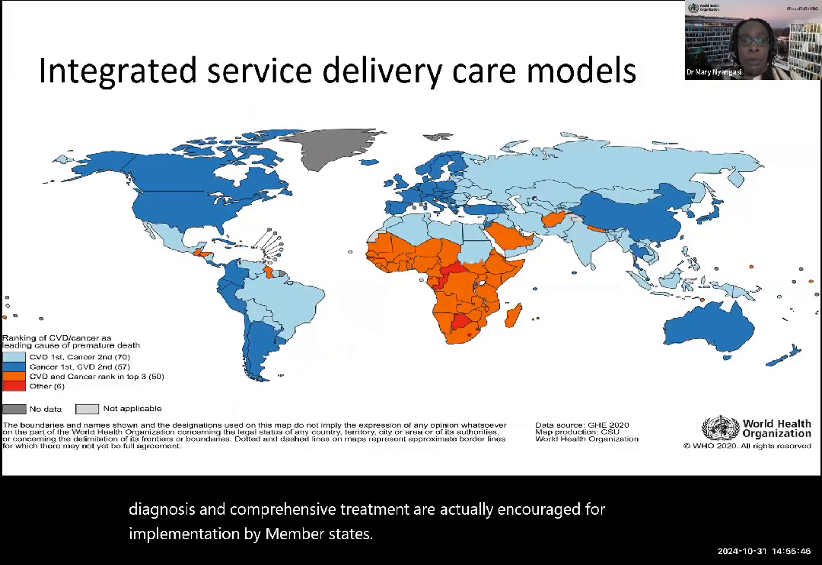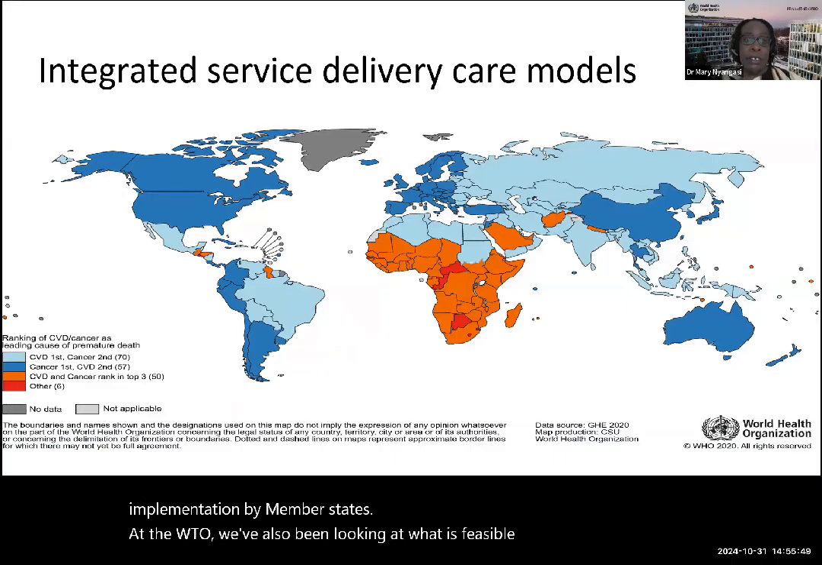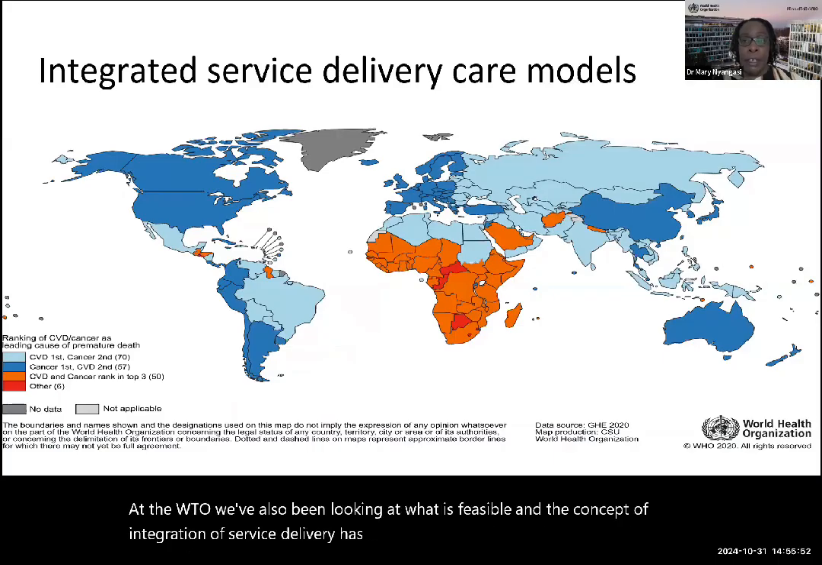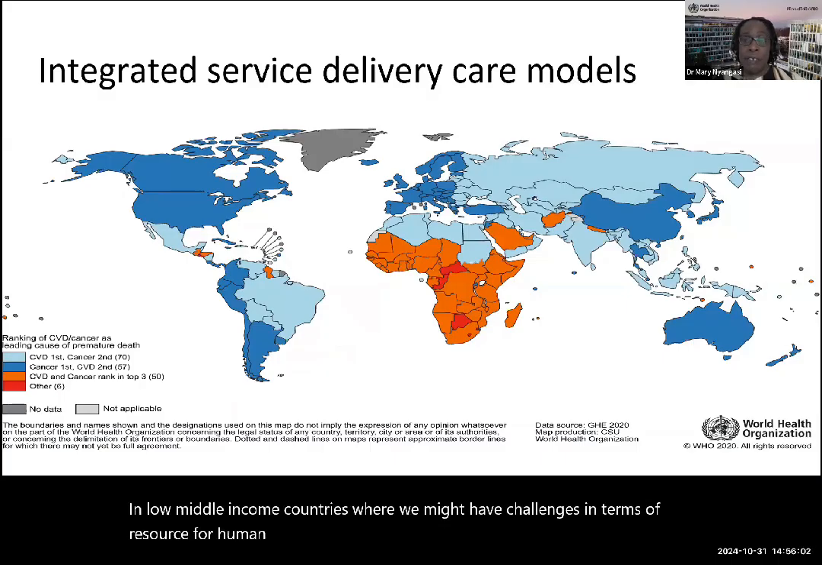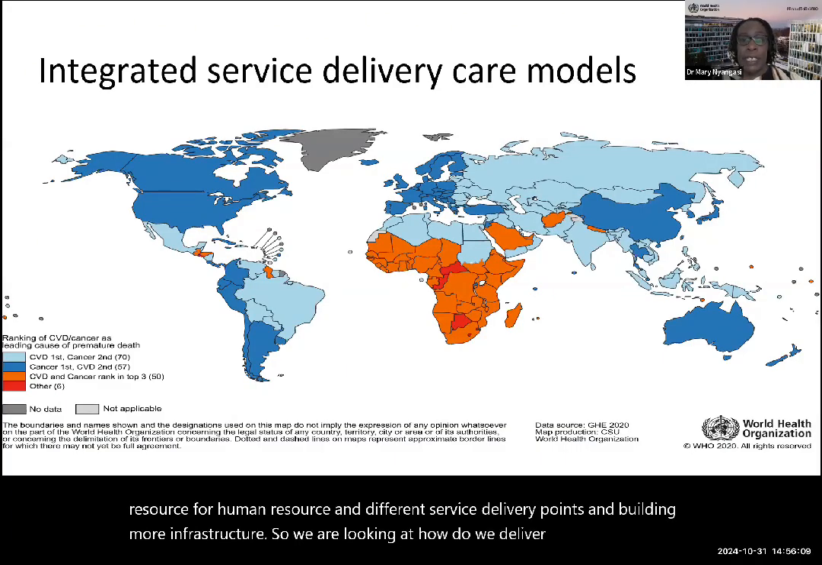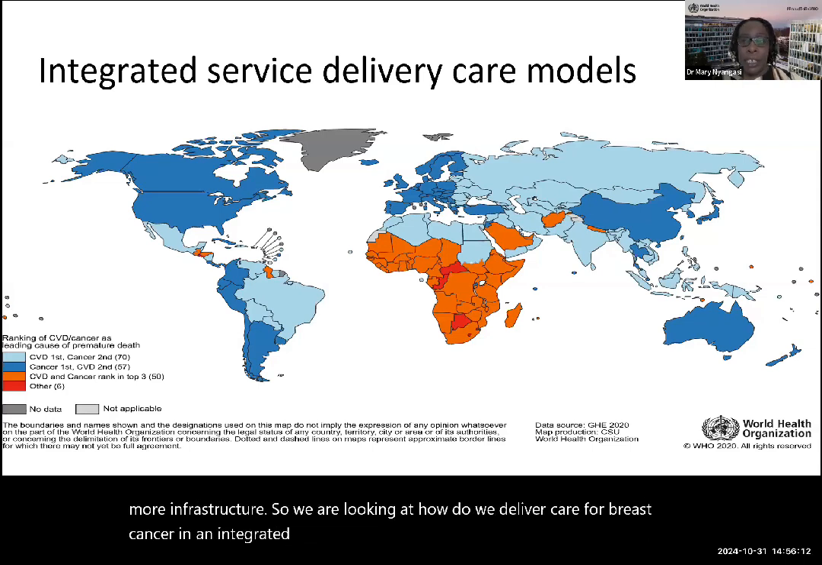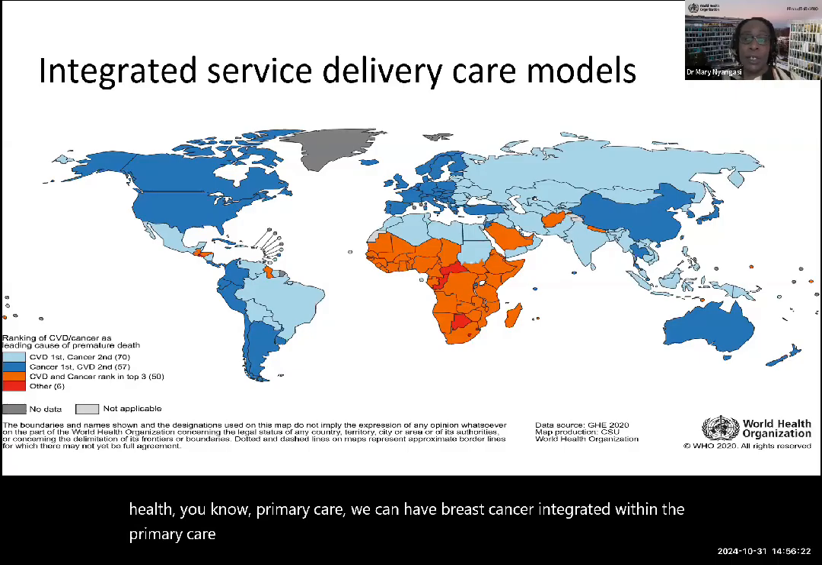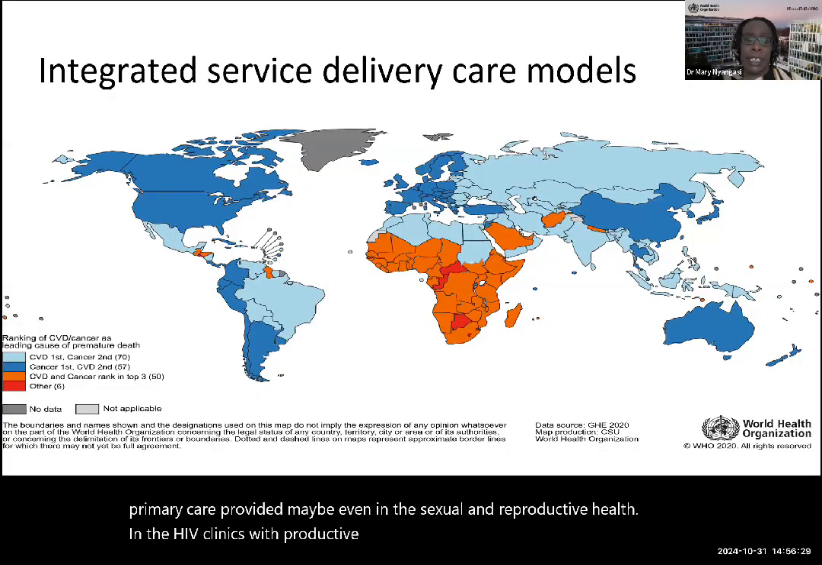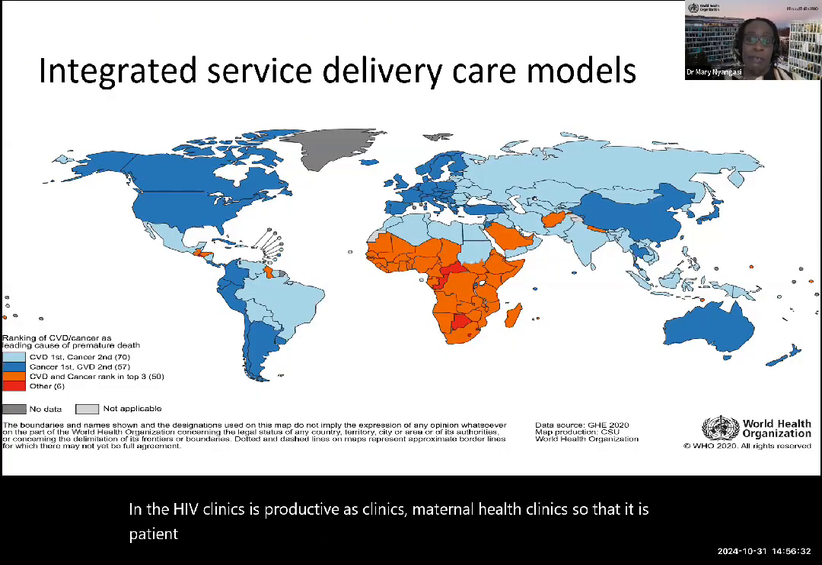At the WHO, we've also been looking at what is feasible, and the concept of integration of service delivery has been gaining quite some momentum, especially in low and middle income countries where we might have challenges in terms of human resource and even service delivery points and building more infrastructure. So we are looking at how do we deliver care for breast cancer in an integrated service delivery model so that we can achieve public health, primary care. We can have breast cancer integrated within the primary care, provided maybe even in the sexual and reproductive health clinics, in the HIV clinics, reproductive health clinics, maternal health clinics, so that it is patient-focused rather than vertical programs.